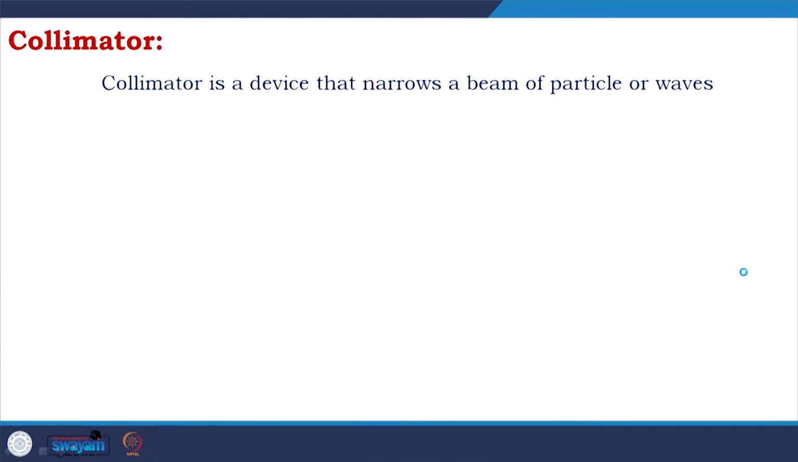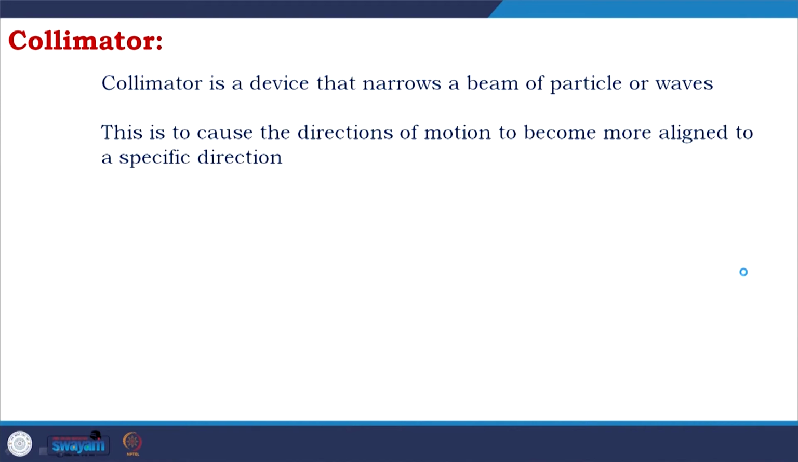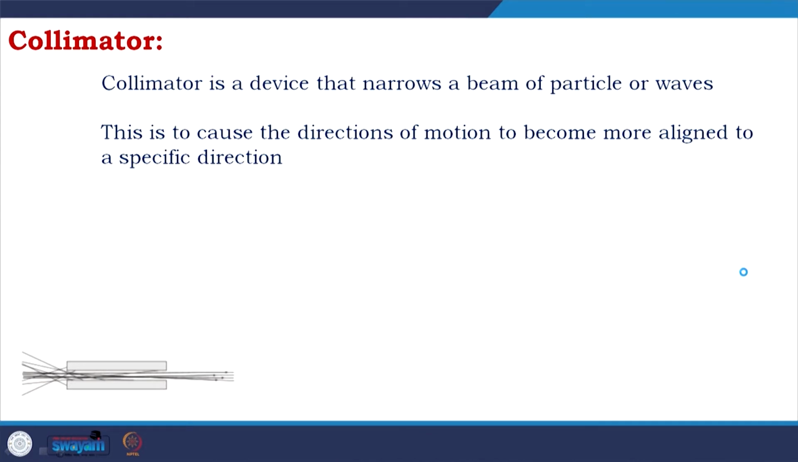Coming to the collimator. A collimator is a device that narrows a beam of particles or waves. So, the beams are generated by the X-ray source. The collimator is narrowing them down. This is to cause the direction of motion to become more aligned to a specific direction, so that they could hit the target in the X-ray diffractometer. So, you could see here the beams are coming here, they are in different directions and they are aligned here. This is the function of the collimator.